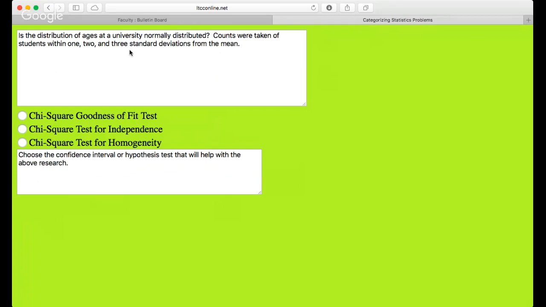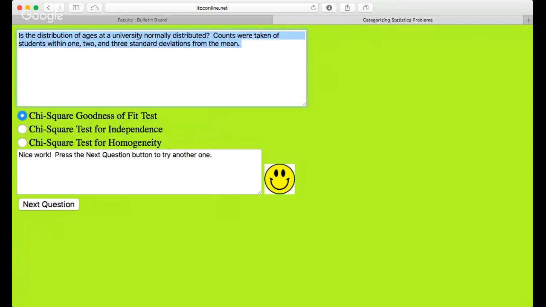This one says, is the distribution of ages at a university normally distributed? Counts were taken of students within 1, 2, and 3 standard deviations from the mean. We would say goodness of fit because it's a distribution. And again, I don't like this because this could go into other parts of statistics, other tests that would be better fitted for this, but providing more context would help. But right now we're trying to fit the distribution of ages, right? We're trying to get counts and we're just comparing the counts to that distribution, kind of like that last question.